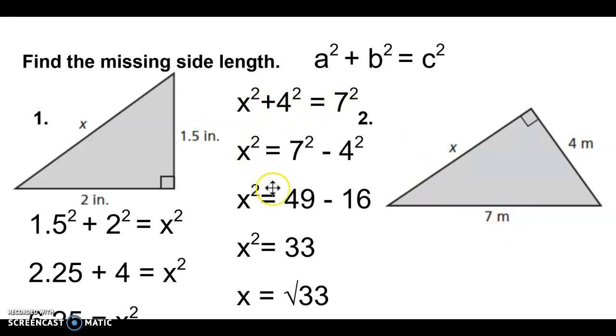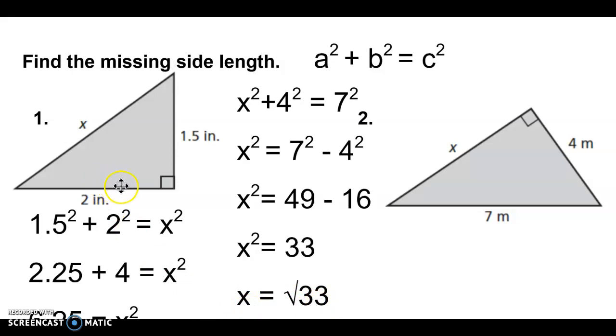And just like before, I'm just going to go ahead and rearrange it. X squared equals 7 squared minus 4 squared. I moved it to the other side. I calculate my squares. 49 minus 16 equals 33. I don't know what the square root of 33 is, but it's okay to just leave it written like this. X equals the square root of 33. If I wanted to, I could get out a calculator and figure out this number to the nearest tenth, but it's okay also to just leave the answer written like this.